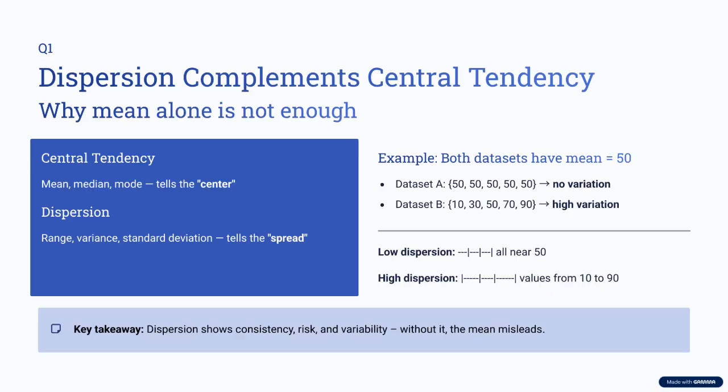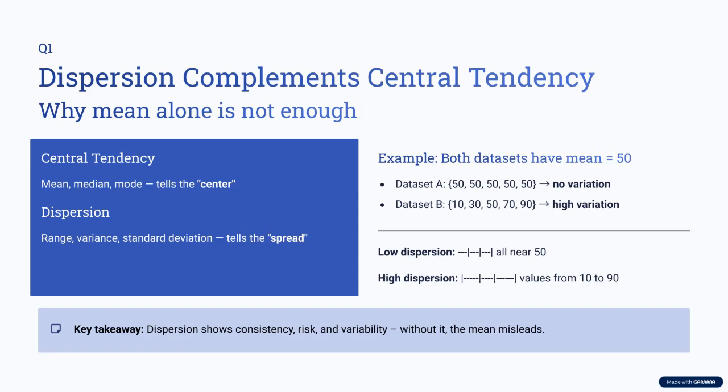For example, dataset A: 50, 50, 50, 50, 50. Every student got exactly 50. The mean is 50. There is no variation, low dispersion. Dataset B: 10, 30, 50, 70, 90. The mean is also 50, but look at the spread. Some students got 10, some got 90.